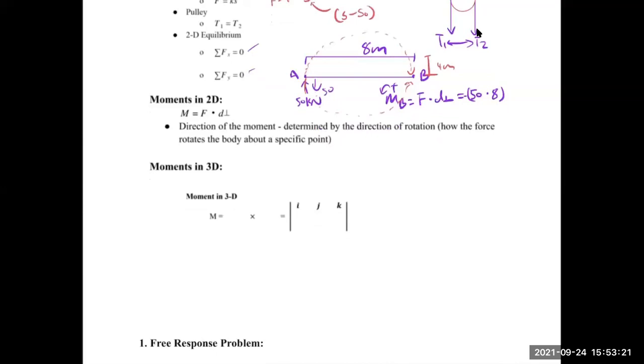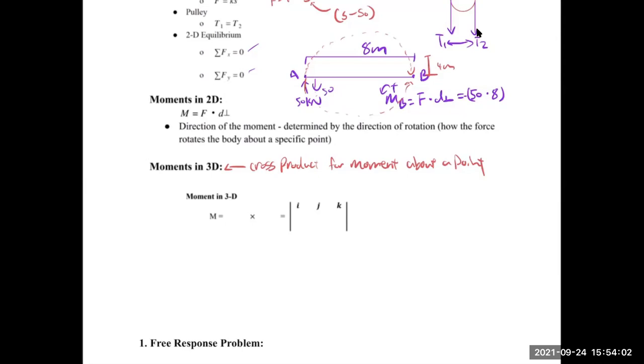Okay, moments in 3D, as we mentioned, use the cross product for moment about a point. This kind of analysis is called vector analysis. You can also do it in the scalar way, but I'm not going to teach you how to do that because I think it's very useless and you're never going to see it again after this chapter, but you are going to use the cross product over and over again in your future mechanics classes.